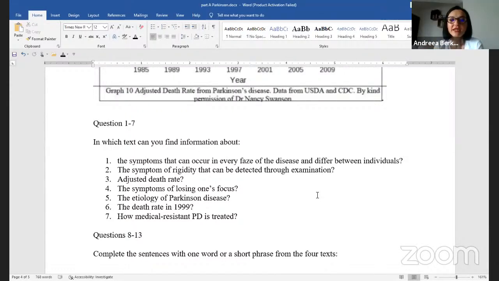Okay, we go forward. So we have the symptom of rigidity that can be detected through examination. First of all, we have the word symptom as well, but you will not rely now on symptom as very important information, because you've already done it once and because you now know which texts talk about symptoms. So there is other information in the question that you have to pay very close attention to, which is rigidity and detected through examination. So let's find rigidity.